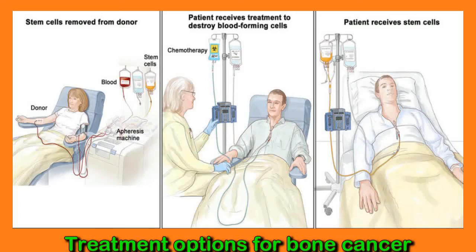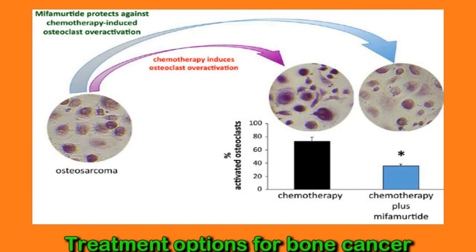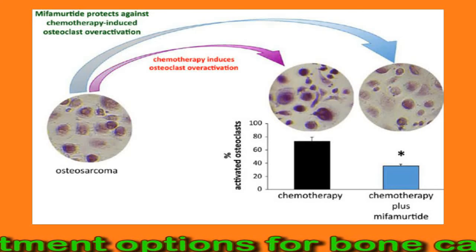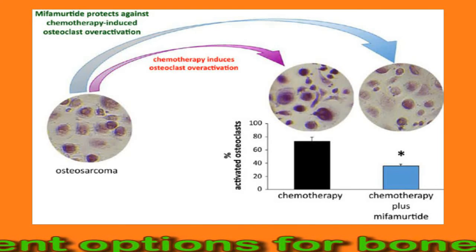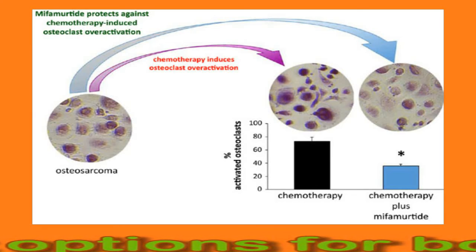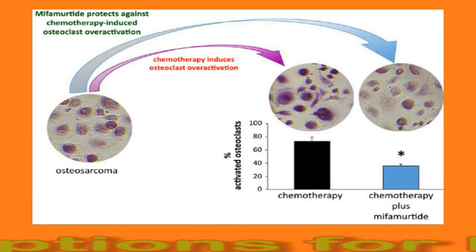bone. Chemotherapy, a cancer treatment that uses drugs to kill the malignant cells and tissues. Radiotherapy, a cancer treatment that uses radiation to destroy cancer cells. Mifamurtide, a drug used to treat osteosarcoma, a specific type of bone cancer. This treatment stimulates the body's immune system to attack and kill cancer cells.